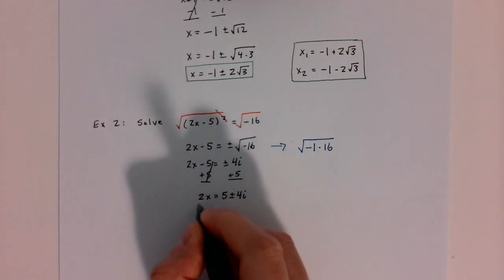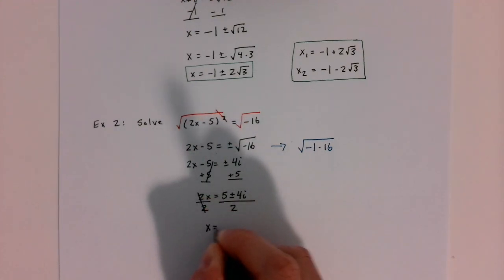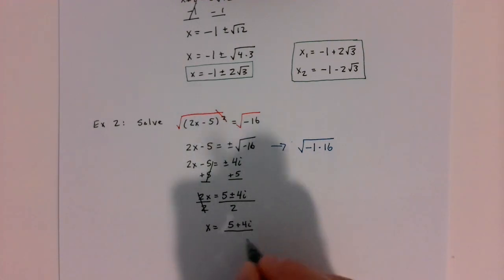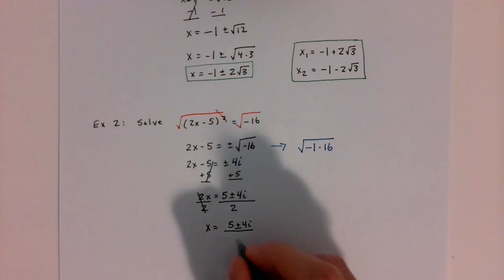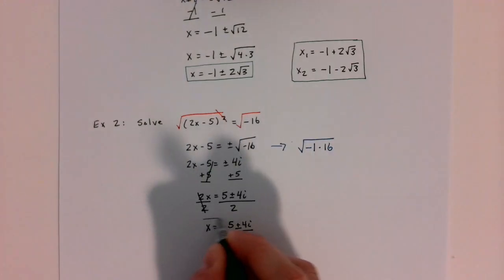The last thing I need to do is divide both sides by 2 so I can get x completely by itself. So I have an answer of 5 plus or minus 4i, all over 2. If 2 could divide into both of these coefficients, 5 and 4, I would do that. But 2 can't divide evenly into 5. 2 can divide evenly into 4. But unless you can do it to all of the coefficients in the numerator, you can't simplify any further. So this right here is our final answer.